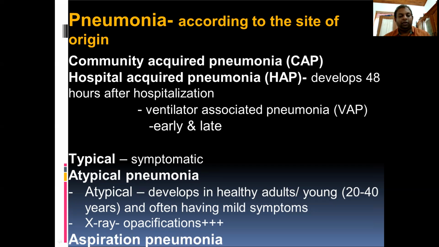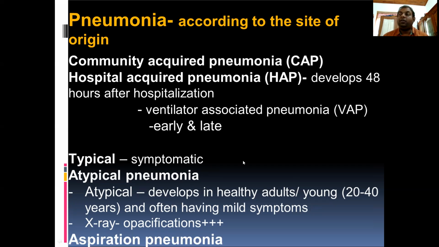Usually atypicals develop in healthy adults, young, and often having mild symptoms. Maybe the patient comes with fever, generalized body aches, those things, but once we do a chest X-ray due to dry cough, the patient may be having a large pneumonia or opacification of one lung. So that's termed as atypical pneumonia.